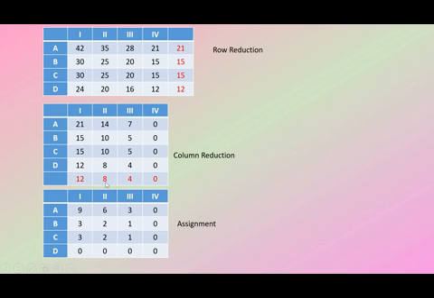So perform column reduction. Minimum of the first column is 12. Minimum of the second column is 8. Minimum of the third column is 4. Minimum of the fourth column is 0.